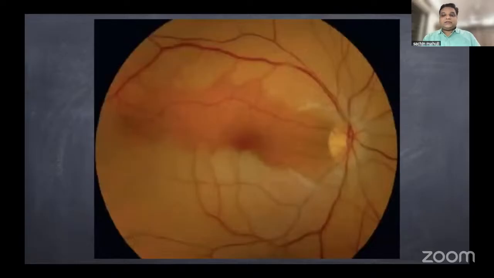Very classically, you can see whitening of the posterior pole, and here the cilioretinal artery is intact. The central part of the strip is still perfused very well.